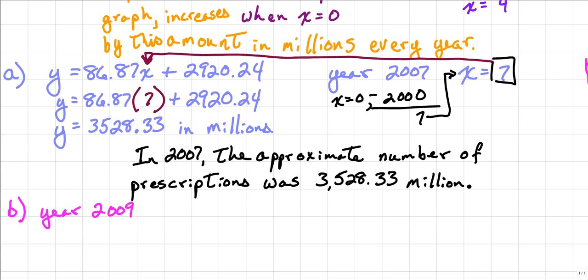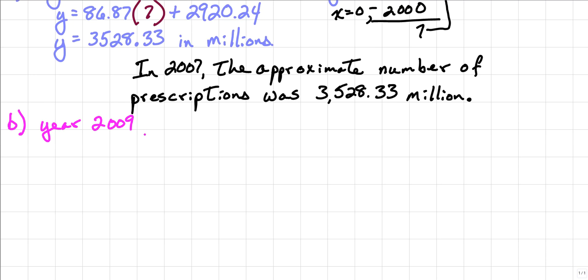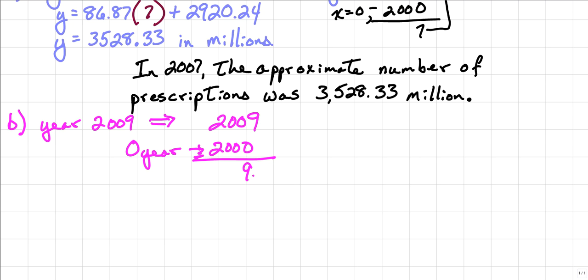So when we do this, we're going to have to go ahead and calculate what x is. So in the year 2009, remember that we're taking that 2009 and we're going to subtract the 0 year, which in this case is 2000, which gives us 9, and this will be our x.